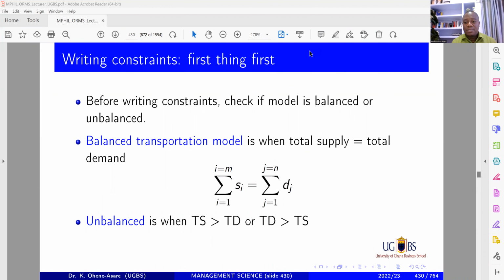Okay, Hansen, you have a question? Yes, sir, my question is, supposing we are to include it, what will be the impact on the constraints? It will have no impact on the constraints. You just write the constraint as it is. Okay, thank you, sir. All right, so that is the transportation model.